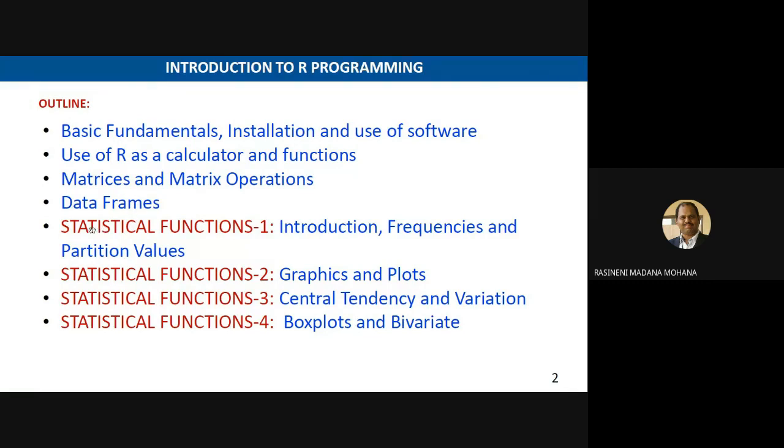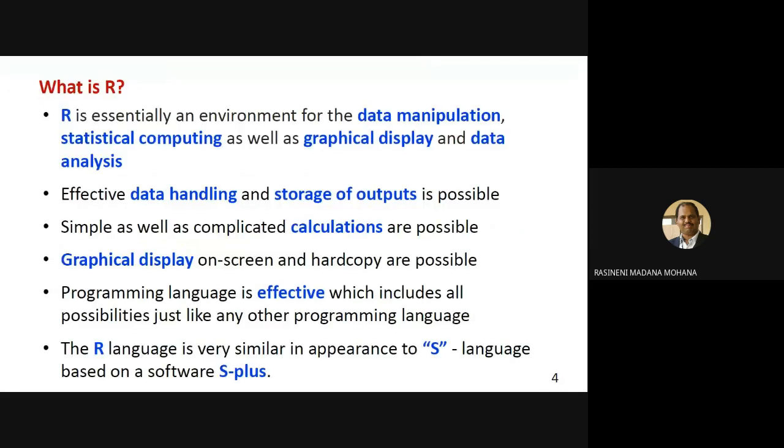Then we'll discuss the most important concept in R programming, that is statistical functions, which can be divided into four parts. First, we'll see introduction, frequencies and partition values, then graphics and plots, then some measures related to statistical functions, central tendency and variation. Again, some graphics: we'll discuss box plots and bivariate plots. So now let us move to our first part.